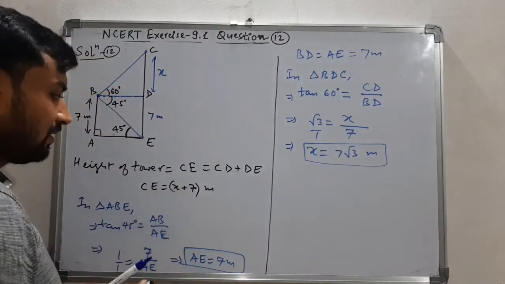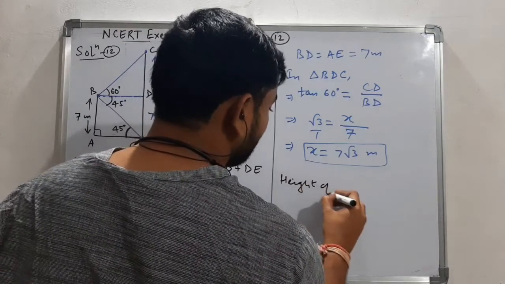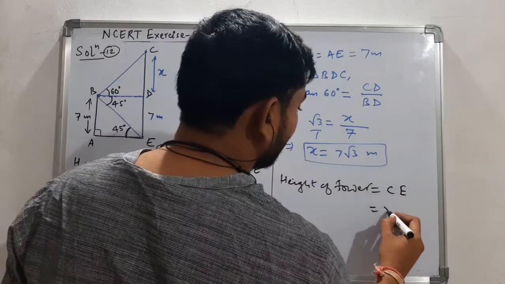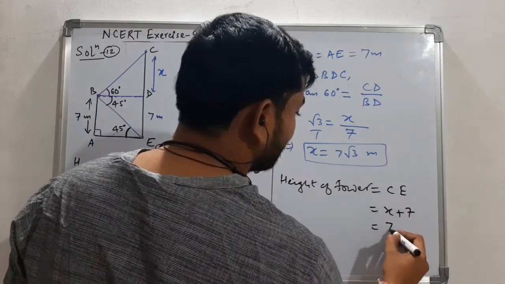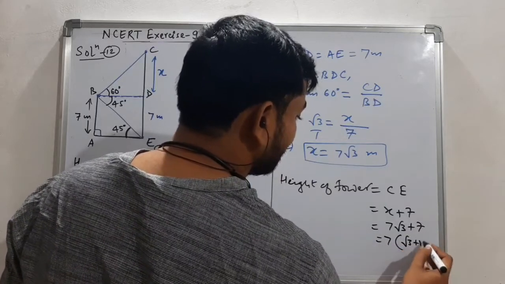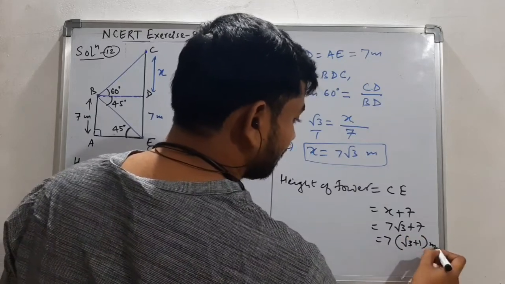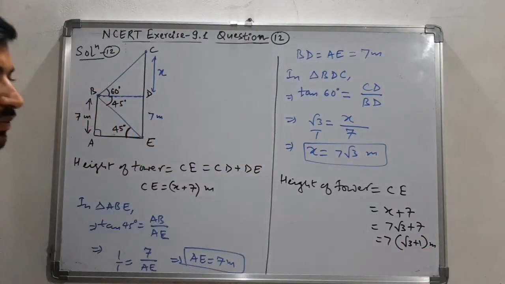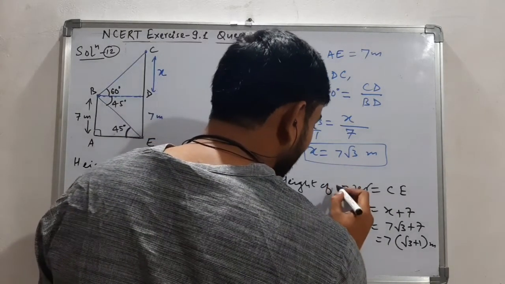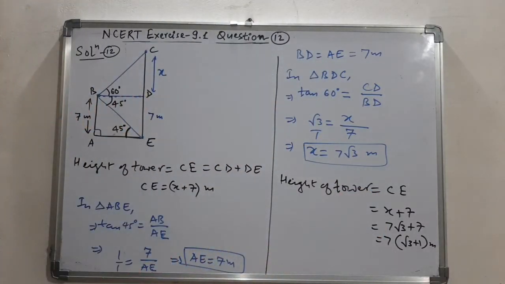Now x is not the height of tower. The height of tower is here, CE. So the height of tower जो है ये CE है, जो कि x plus 7 है. So x is 7 root 3 plus 7. So if we take 7 common, we are getting 7 times root 3 plus 1 meter. So this is what we are getting from here. The height of tower is CE and its length is coming out to be 7 times root 3 plus 1 meter.